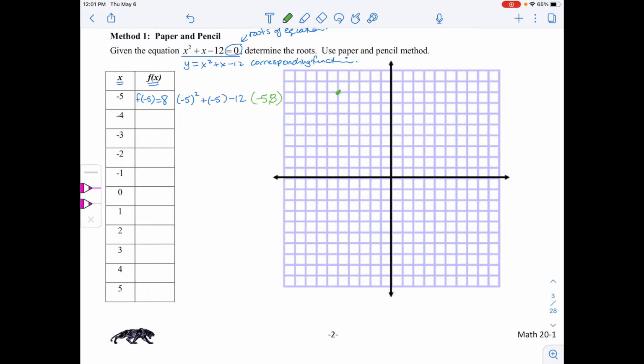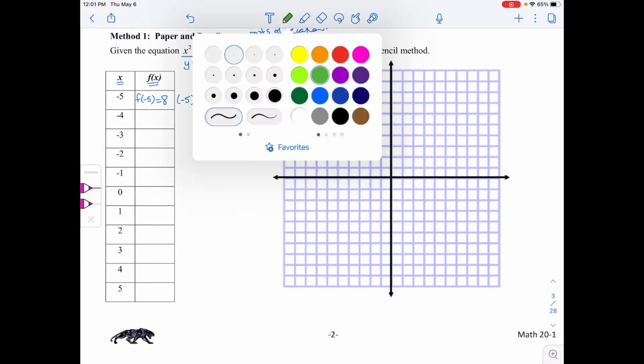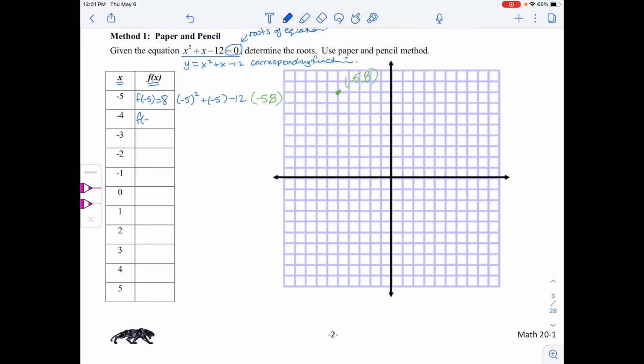Unless I've counted wrong, that should be -5, 8. Okay, -5, 8, right there. I'm going to find the next one, f of -4. And what would that be? Well, that's -4 squared plus -4 minus 12. I'm going to plug that in my calculator.